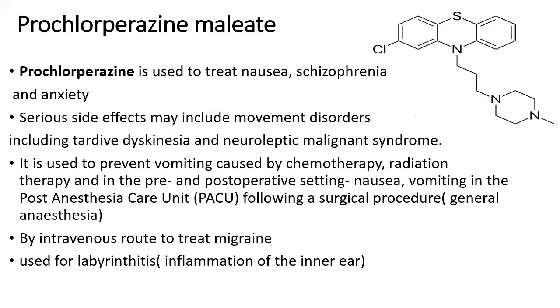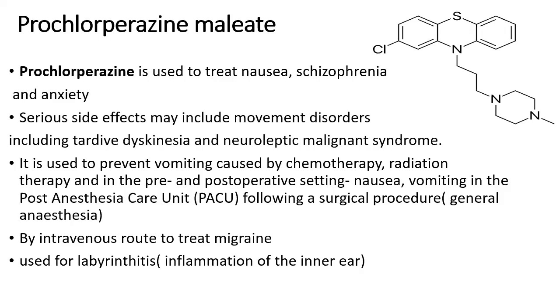Next drug is prochlorperazine. This prochlorperazine is a drug which is used to treat schizophrenia, nausea, and anxiety. This particular drug also leads to many side effects like movement disorders, such as tardive dyskinesia. Already we have told, involuntary movement of the face, jaws, and certain parts of the body.